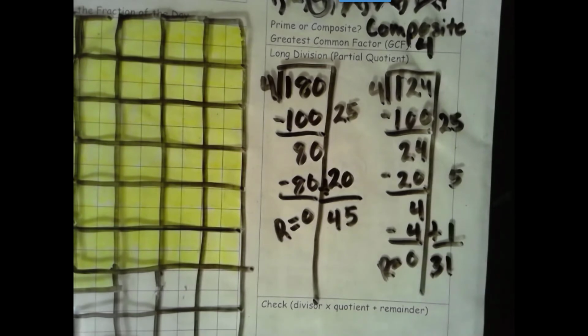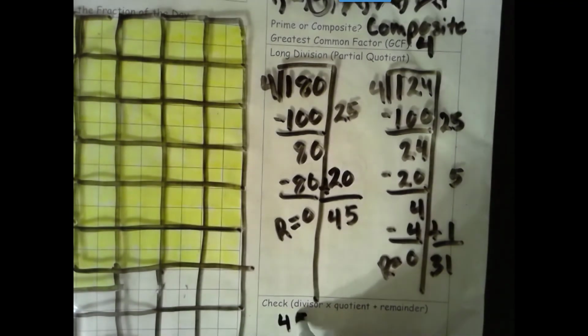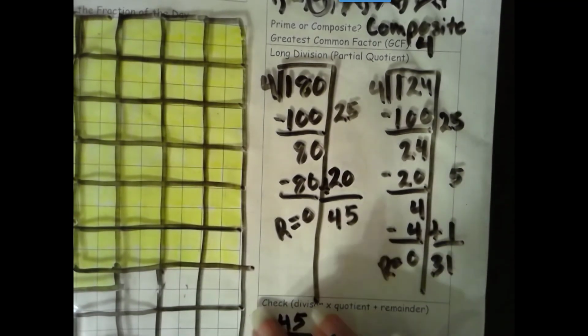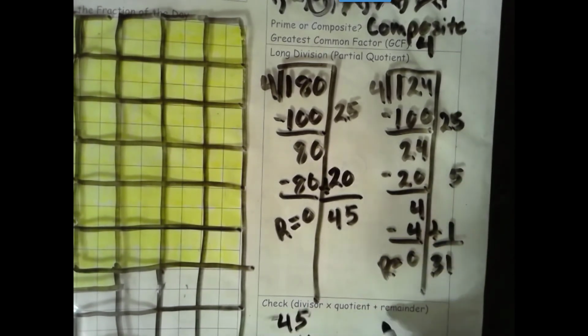Now we need to check. Divisor times quotient plus remainder. Since our remainder is 0 for both, and the identity property of addition says when you add 0, it stays the same, we don't need to take time to add the 0.